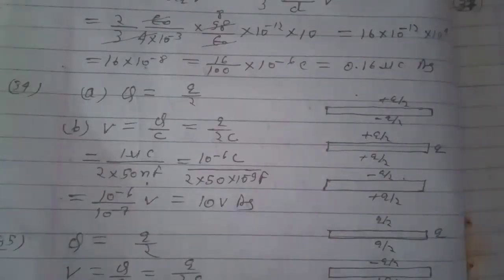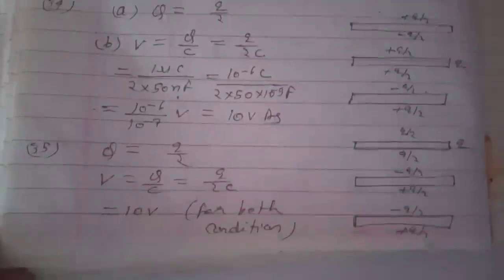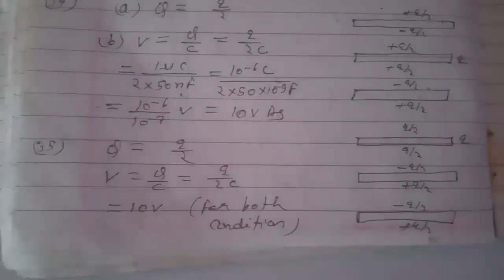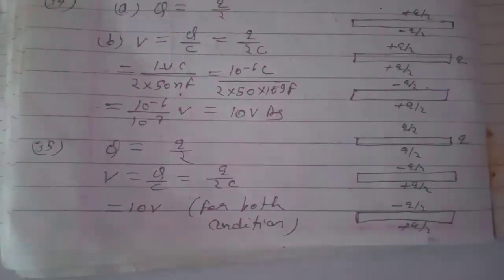Question number 35. Consider the situation of the previous problem. If 1 microcoulomb is placed on the upper plate instead of the middle plate, what will be the potential difference between A, the upper and the middle plate, and B, the middle and the lower plate? Now the situation is changed. We have to place the charge on this plate.